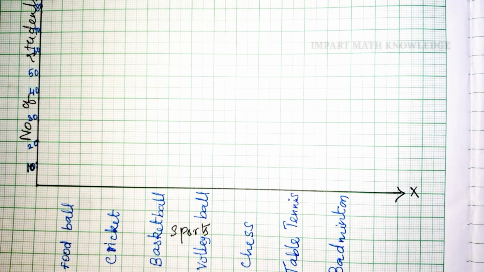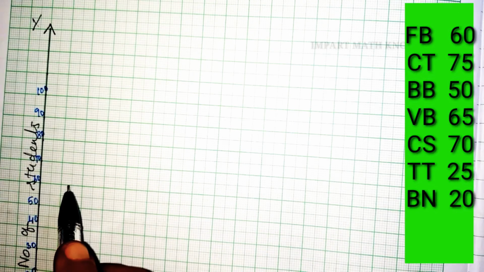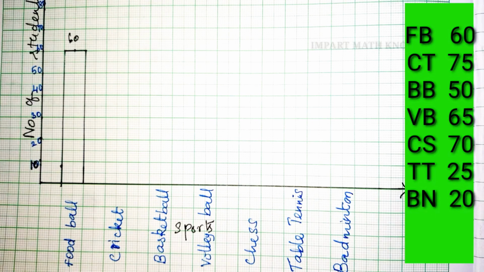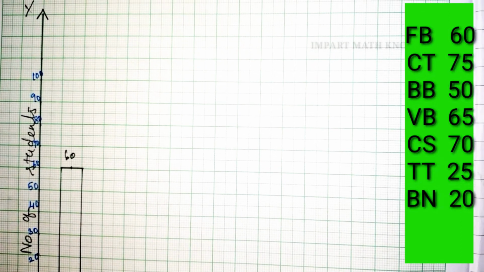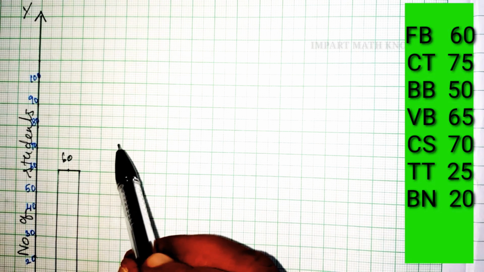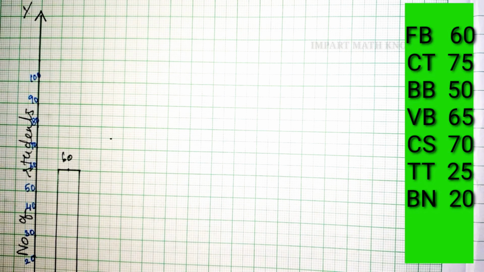In the given data, football is the favorite for 60 students. So you mark 60 at some point here, and draw a vertical bar. For 75 students, the favorite game is cricket. 75 is some point here, after 70 and 80, you mark the dark line. This is 75. So you have to draw a rectangular bar.